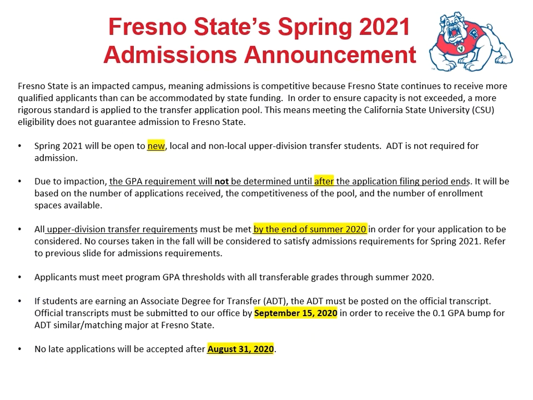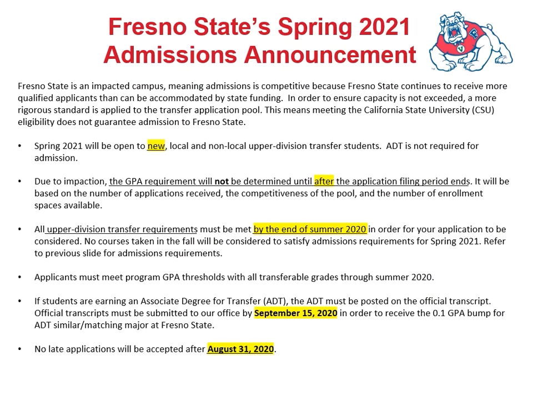So this is specific to Fresno State. So for spring 2021, they have made an announcement. They continue to be an impacted campus. So it just means that there's more qualified students who are applying to Fresno State than they have seats available to accommodate due to funding. So in order to ensure that the capacity is not exceeded, they are more rigorous with their application pool.